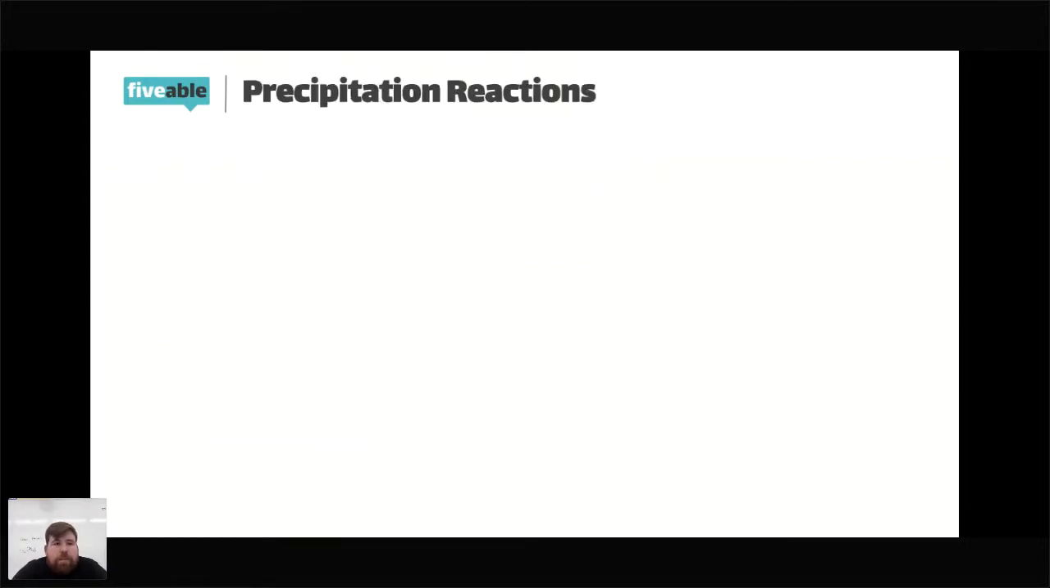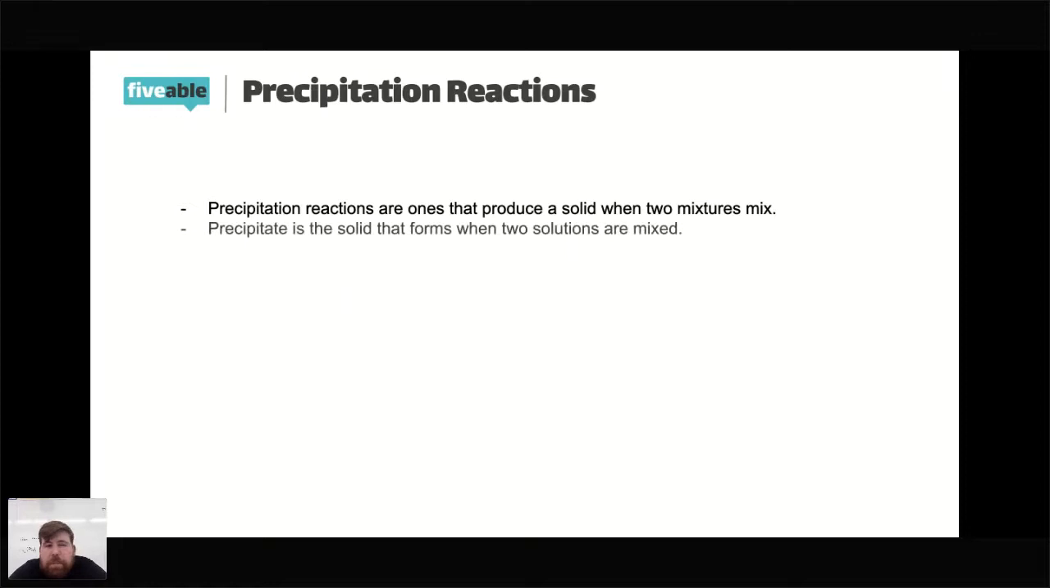So reaction type number 1. Precipitation reactions are awesome. You basically have one solution and another solution, something dissolved into something dissolved, and you pour them together. A precipitation reaction is a reaction that produces a solid when 2 solutions or mixtures mix. Specifically, the language you want to look for is precipitate. A precipitate is the solid that is produced when those solutions are mixed.